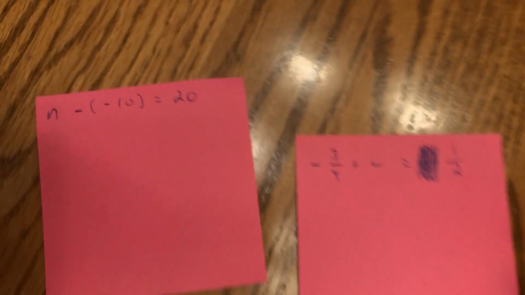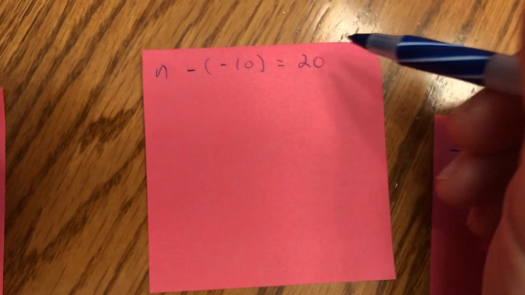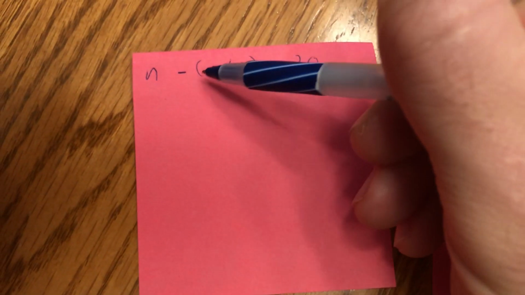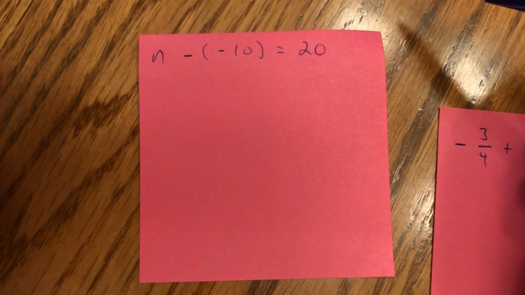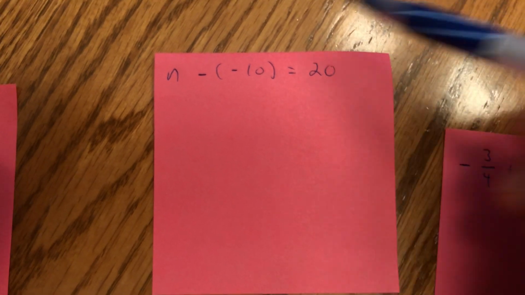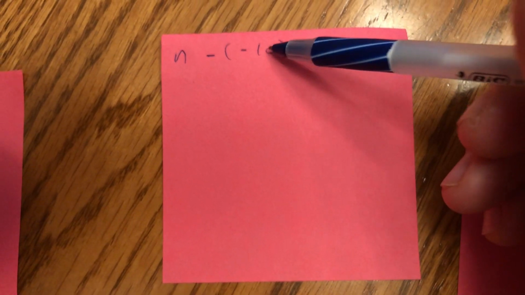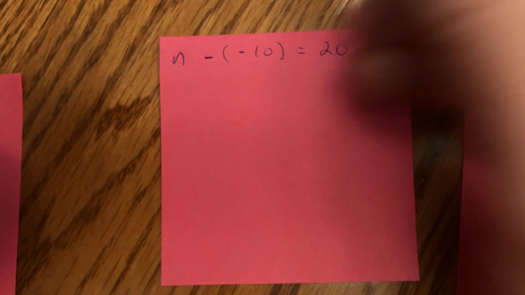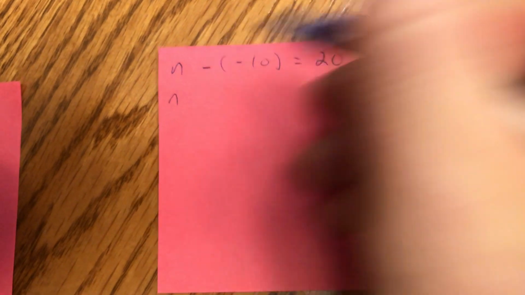Okay, let's beef it up a little bit. Make it a bit more challenging. It's hard to write and film at the same time. So we've got n subtract negative 10 is equal to 20. Well, we have to think back to grade 7 math in our integer rules. And one of those integer rules tells us that subtracting a negative number is the same as adding a positive. So before we do any inverse operation or anything, let's just go ahead and do that.